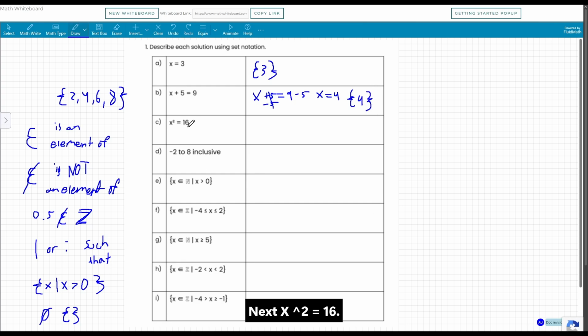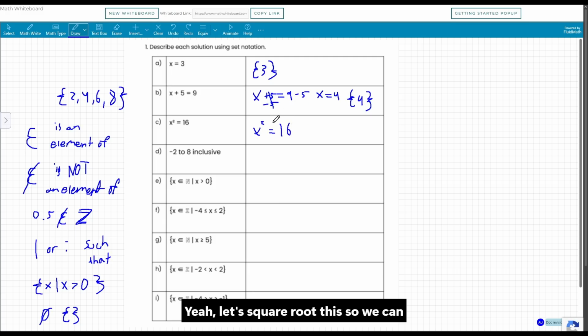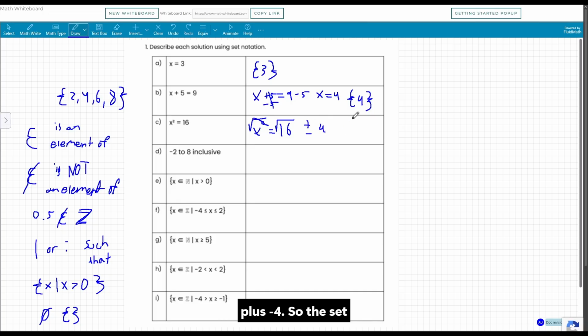Next, x squared equals 16. So we can solve x using square root. So square root, oh, oops, I lied. Equals 16. Yeah, let's square root this so we can get rid of this. Square root of 16 is plus minus 4. So the set notation would be 4, negative 4. Oh, wrong bracket. There we go.